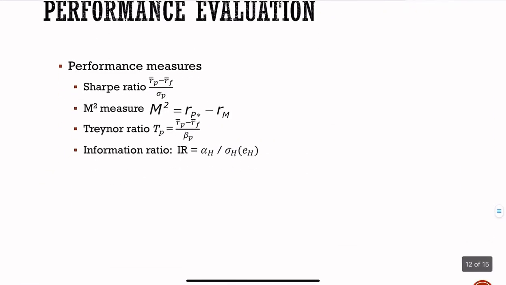And then we talk about several performance measures such as Sharpe ratio, M-squared measure, Treynor ratio, and information ratio. The requirement on these performance measures is not high. So as long as you know how to calculate these measures, right? So for example, if you have solved this RP and then you have RF and you also have this volatility, then you should be able to understand how to find out Sharpe ratio.